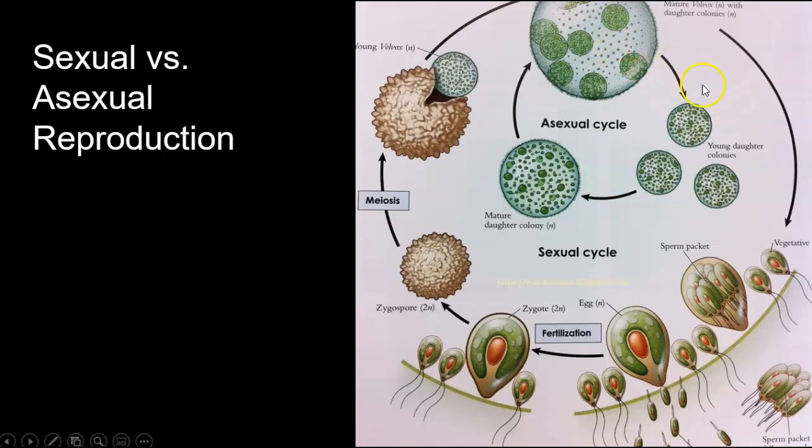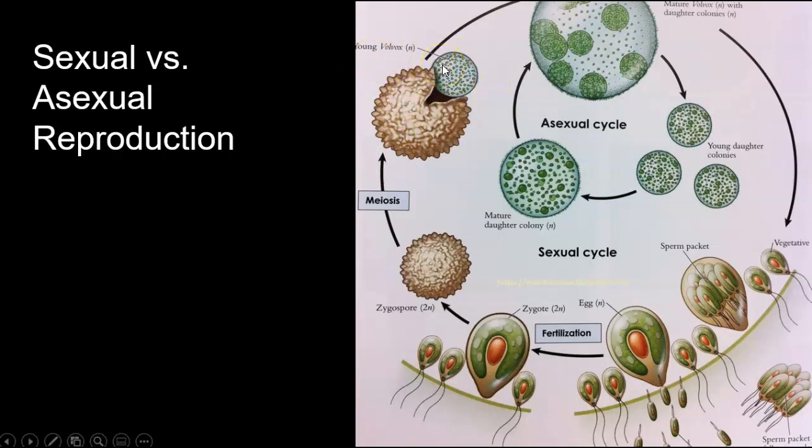So this was the asexual cycle that I just talked about earlier, and this one over here is the sexual cycle. And we can see the sperm packets that are released here. The sperm packet will fertilize an egg inside a female colony, and then you're going to have something called a zygospore, which is diploid, goes through meiosis, and then it's going to release this young Volvox over here.